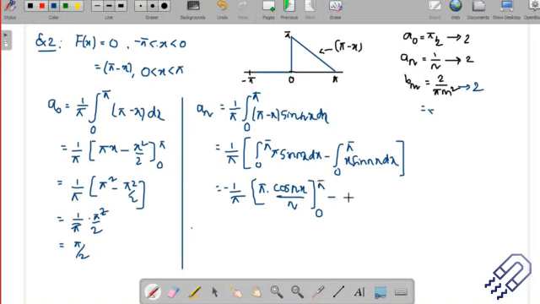Sir, at the time of examination, should we draw the curve for the functions given to us?